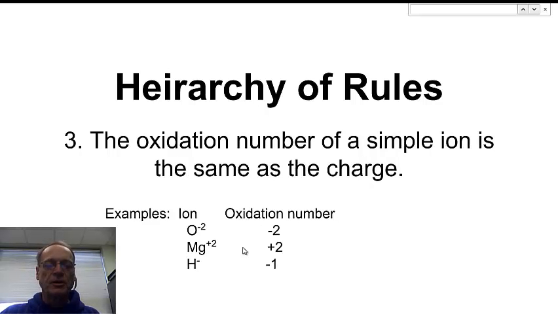Third rule, the oxidation number of a simple ion is always the same as its charge. And this kind of goes along with the first rule, that since the overall charge is -2, the oxidation number of the oxygen must be -2. And in a magnesium +2 ion, the oxidation number is +2. And in this ion, which is H-, that's a hydride ion. It's not one we see very often, but it's an important one. H-, the oxidation number is -1 because the charge on the simple ion is -1. That's a pretty easy rule.